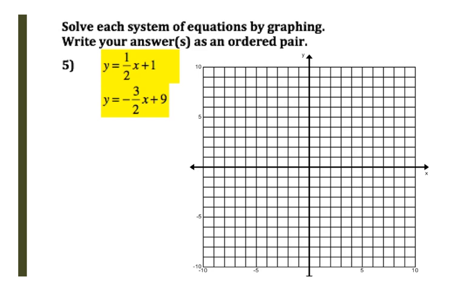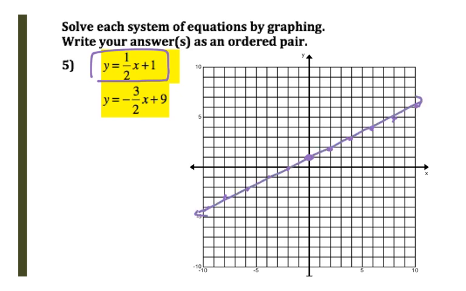Okay, so number 5, we're going to solve each system of equations by graphing and write our answer as an ordered pair. The first equation is y equals 1/2 x plus 1. So graphing that, we're going to start at 1, and our slope is 1/2. So up 1 and over 2, up 1 and over 2. Just keep doing that, and then you're going to get your straight edge and connect the dots. This is just doing one equation at a time. That's what we've done before.